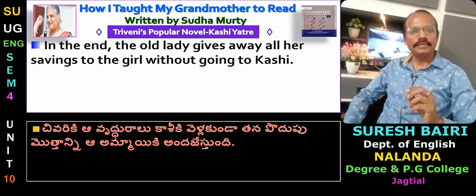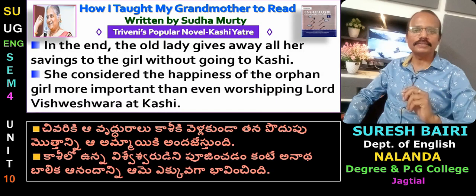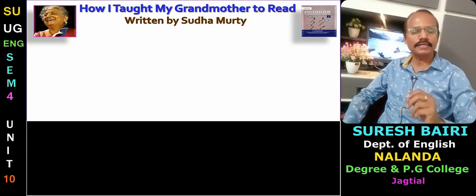Well, in the end, the old lady gives away all her savings to the girl without going to Kashi. She considered the happiness of the orphan girl more important than even worshipping Lord Vishweshwara at Kashi.